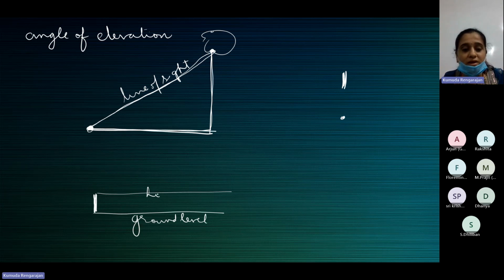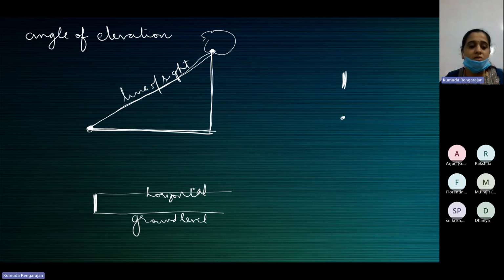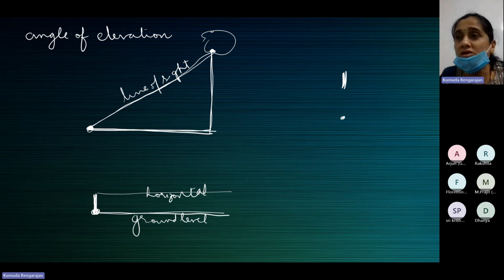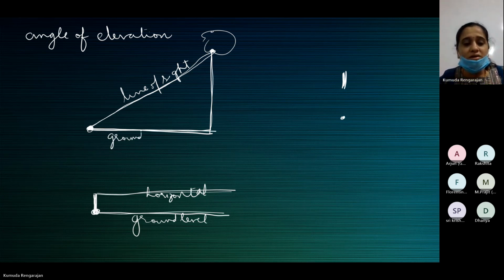This is the horizontal. The horizontal is always a straight line drawn through the eye of the observer. So this is the foot of the observer now. This is the ground level, he's standing on the ground. That's not the horizontal which we use for angle of elevation or angle of depression. So this is called the ground level, and this is the horizontal. The line drawn through the eye of the observer is called the horizontal. But here the ground level itself is the horizontal.